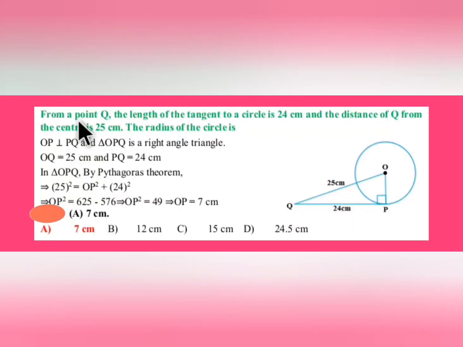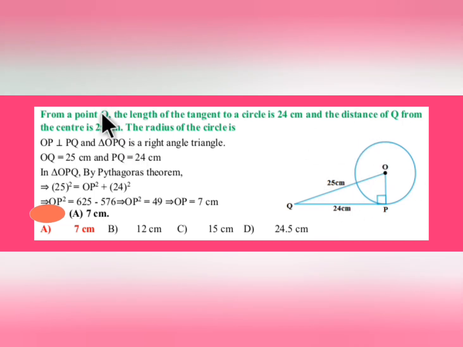Next, from a point Q, the length of the tangent to a circle is 24 centimeter, and the distance of Q from the center is 25 centimeter. The radius of the circle is dash. We have to calculate the radius of the circle and draw an imaginary circle.